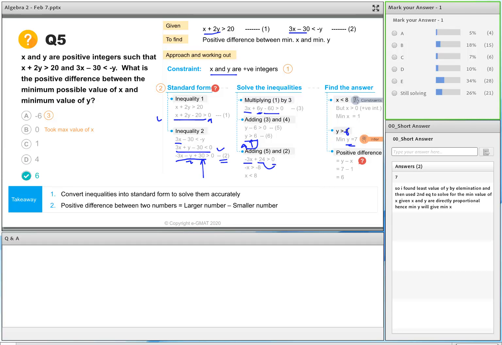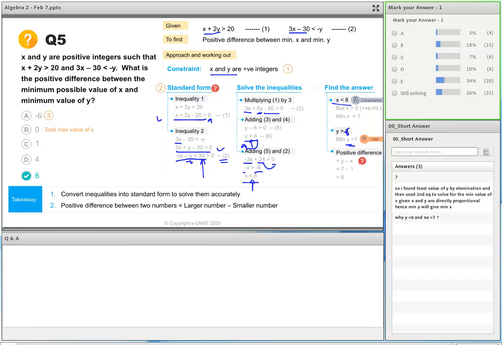Divide both sides of this inequality by 3. You get minus x to be greater than minus 8. I have the value of minus x, but I need to get the value of x. So I multiply this entire inequality by minus 1. Once I do that, the sign of the inequality changes. So minus x changes to plus x, minus 8 changes to 8. The greater than sign now becomes a less than sign. So x is less than 8.